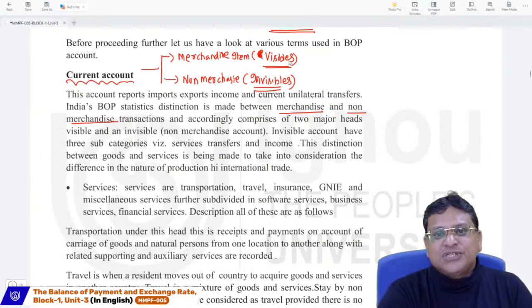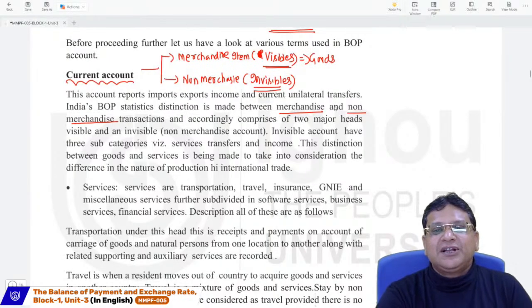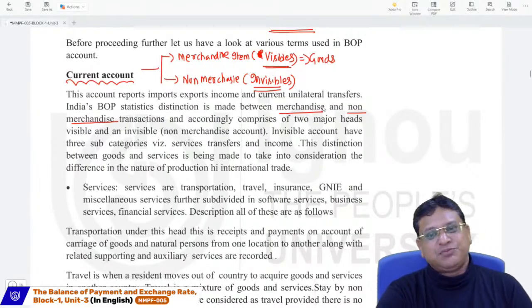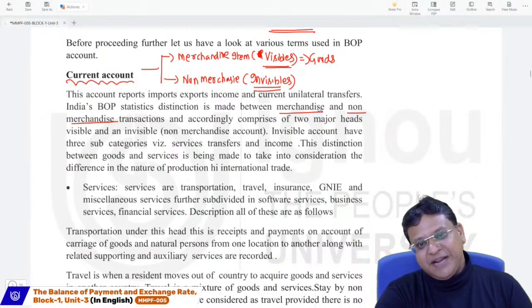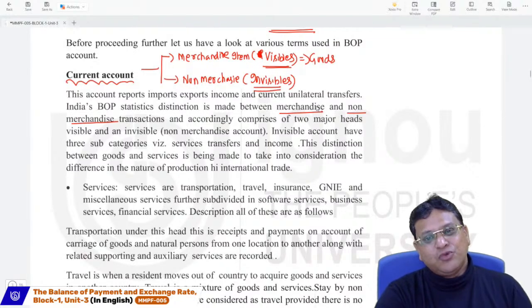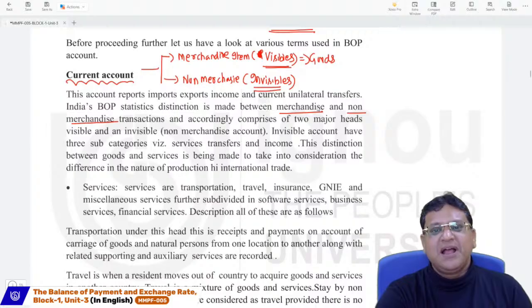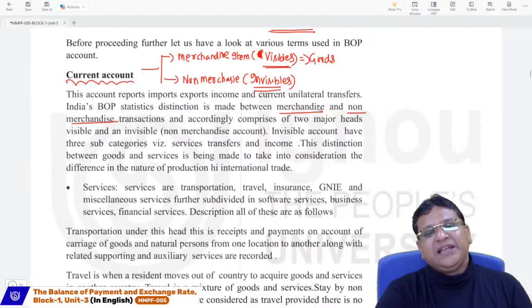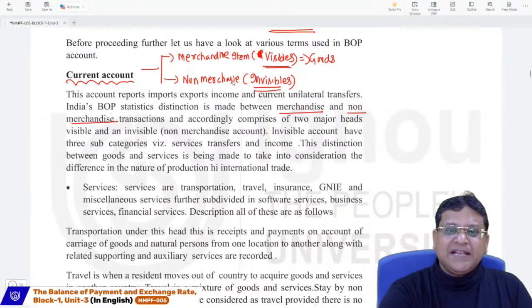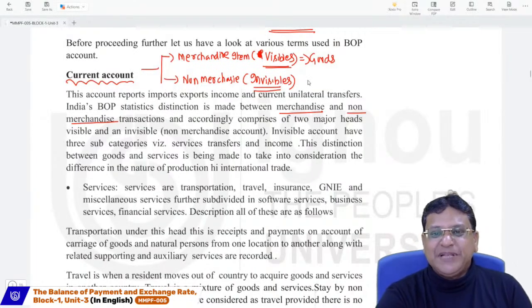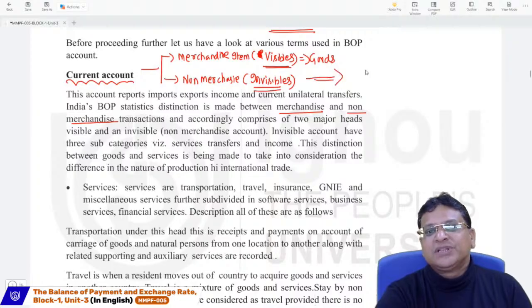The visibles are goods. Any transactions related to goods are to be recorded in current account: import of goods and export of goods. Import of goods is a debit item and export of goods is a credit item. Import of goods results in outflow of cash, therefore it is a debit item. Export of goods results in inflow of cash or foreign currency, therefore it is a credit item.